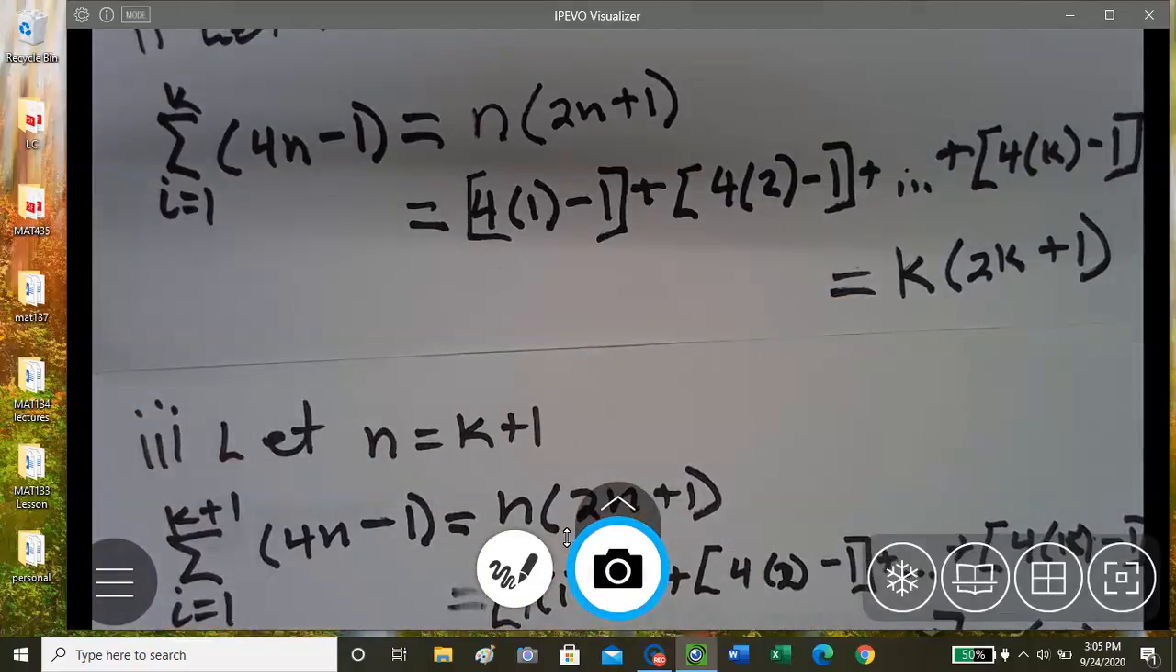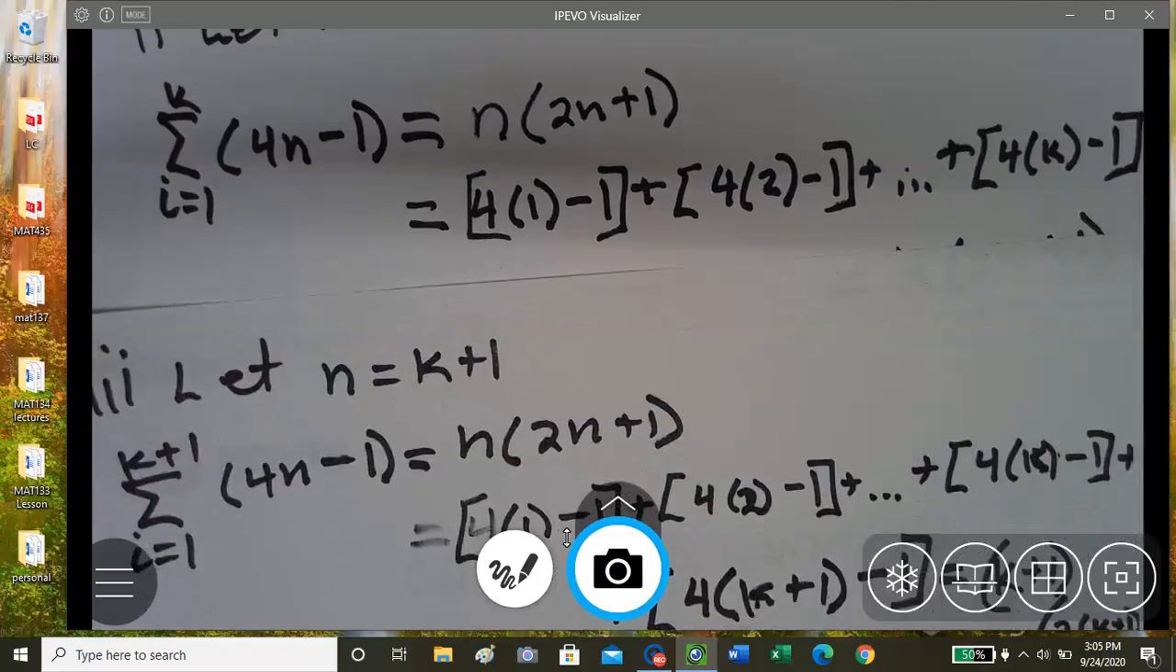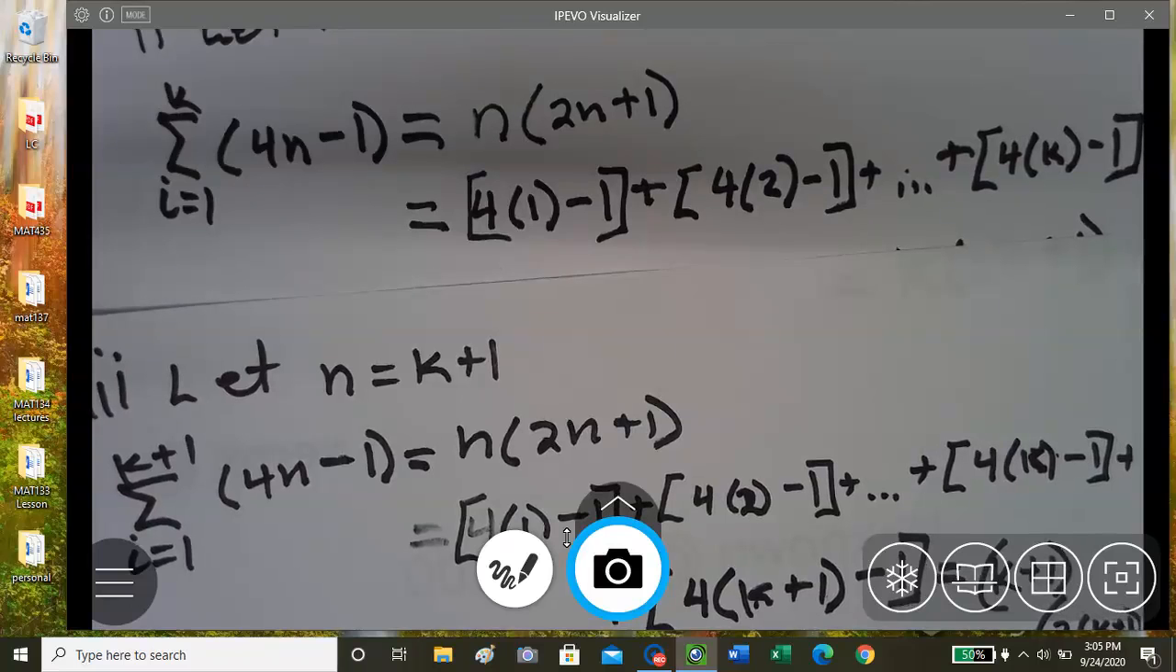So that's going to equal k plus 1. So we distribute the 2, and it's 2k plus 2 plus 1. And so we get k plus 1 times 2k plus 3.